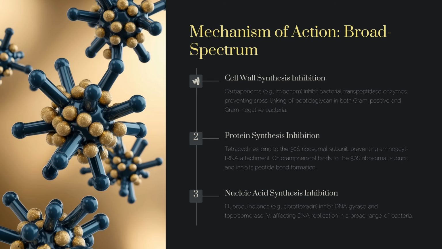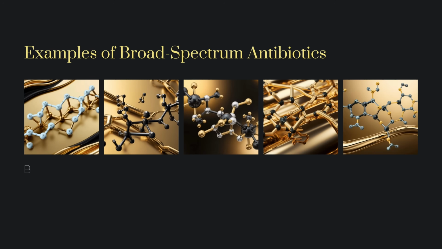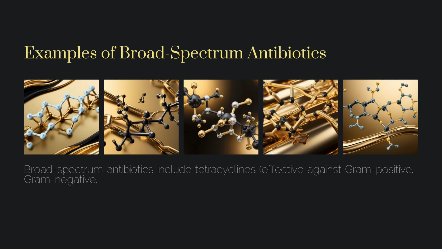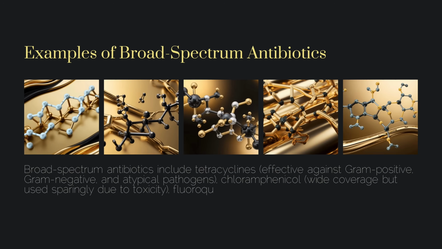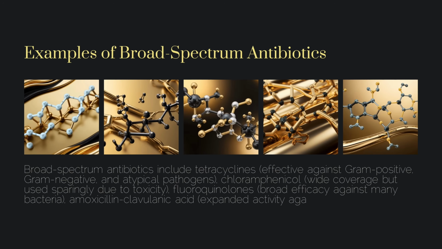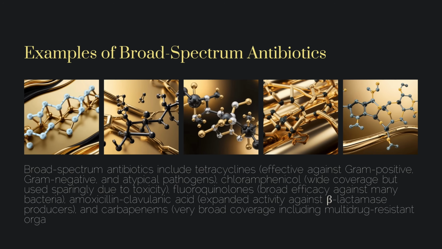a broad range of bacteria. Examples of broad spectrum antibiotics are tetracyclines, which are effective against gram-positive and gram-negative bacteria, as well as atypical pathogens like chlamydia and mycoplasma. Second example is chloramphenicol. It covers a wide range of bacteria, including anaerobes, but is used sparingly due to potential toxicity. Third is fluoroquinolones. These have broad efficacy against gram-negative and some gram-positive bacteria.